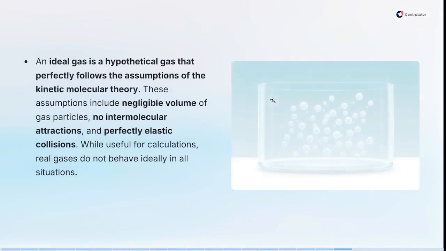So let's go. An ideal gas is a hypothetical gas that perfectly follows the assumptions of the kinetic molecular theory. Previously we talked about the kinetic molecular theory, and its assumptions include negligible volume. They say gases have negligible volume, and also they have no intermolecular force of attraction. And they also say that gases have perfectly elastic collisions.